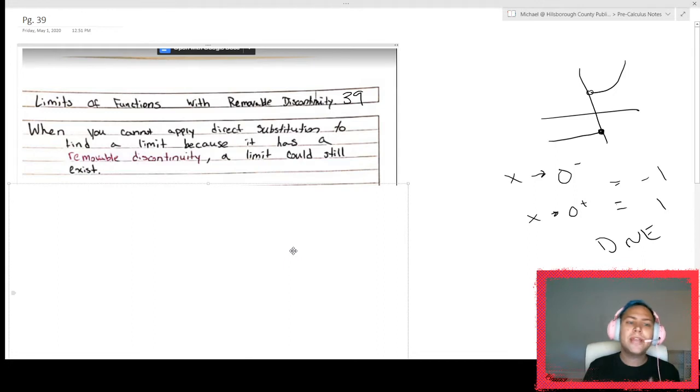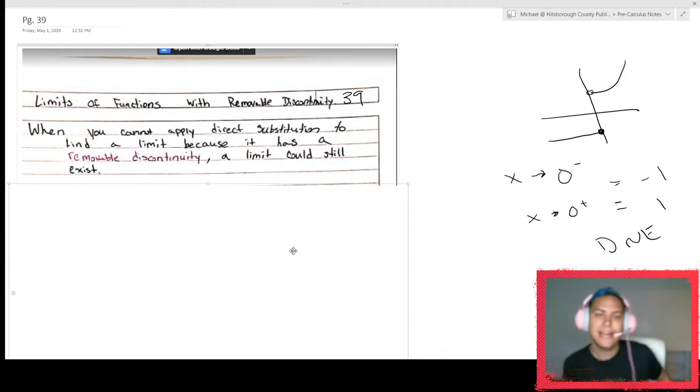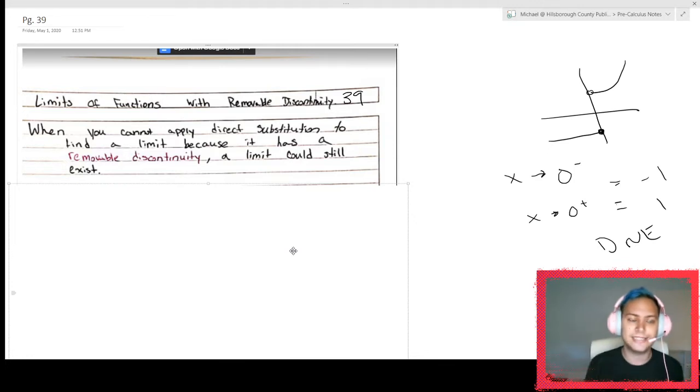So when you cannot apply direct substitution, meaning you have a function that's discontinuous, and you try to plug it in and you get a point that doesn't work. Now, I should clarify a little bit what I said last time. We said that you can only apply direct substitution if the function is continuous. It's really, though, if the function is continuous at that point.